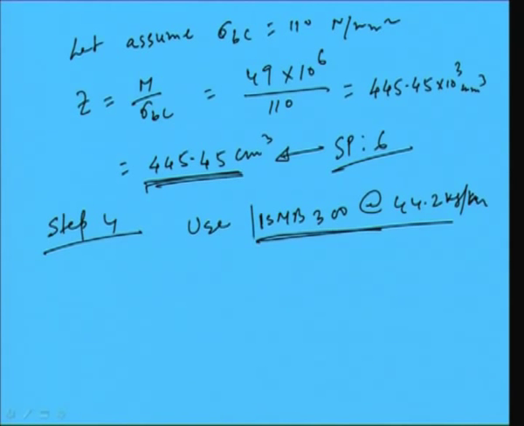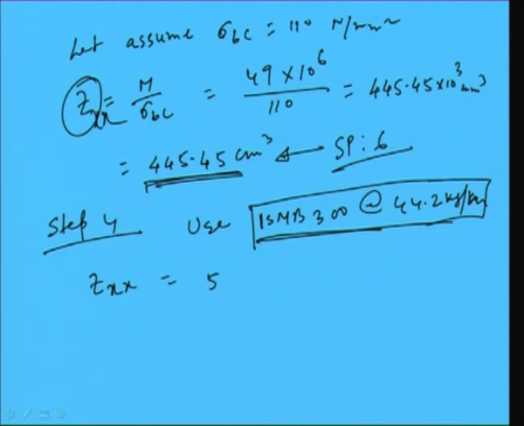Now, the moment we choose this section, we can find out the required properties. Required properties means one is ZXX, because Z means ZXX, right. ZXX is 573.6 centimeter cube. That means, you see, required Z was 445 and we are providing a little higher, that is 573.6 centimeter cube.